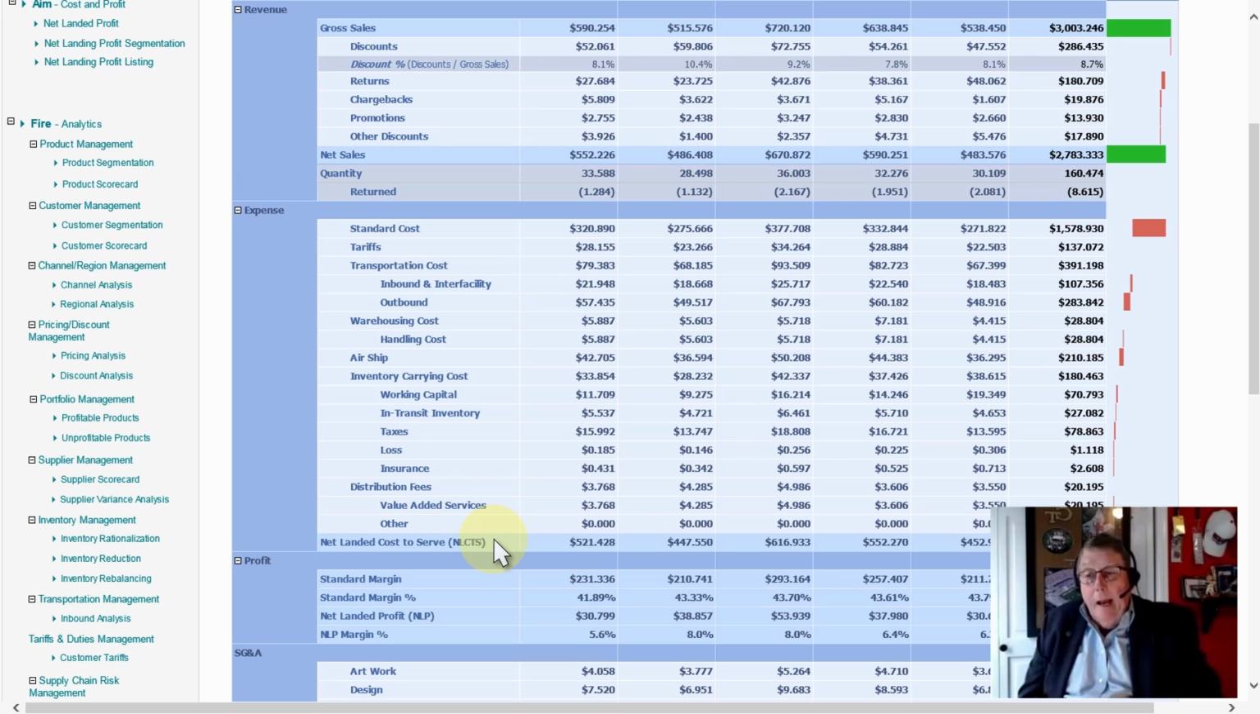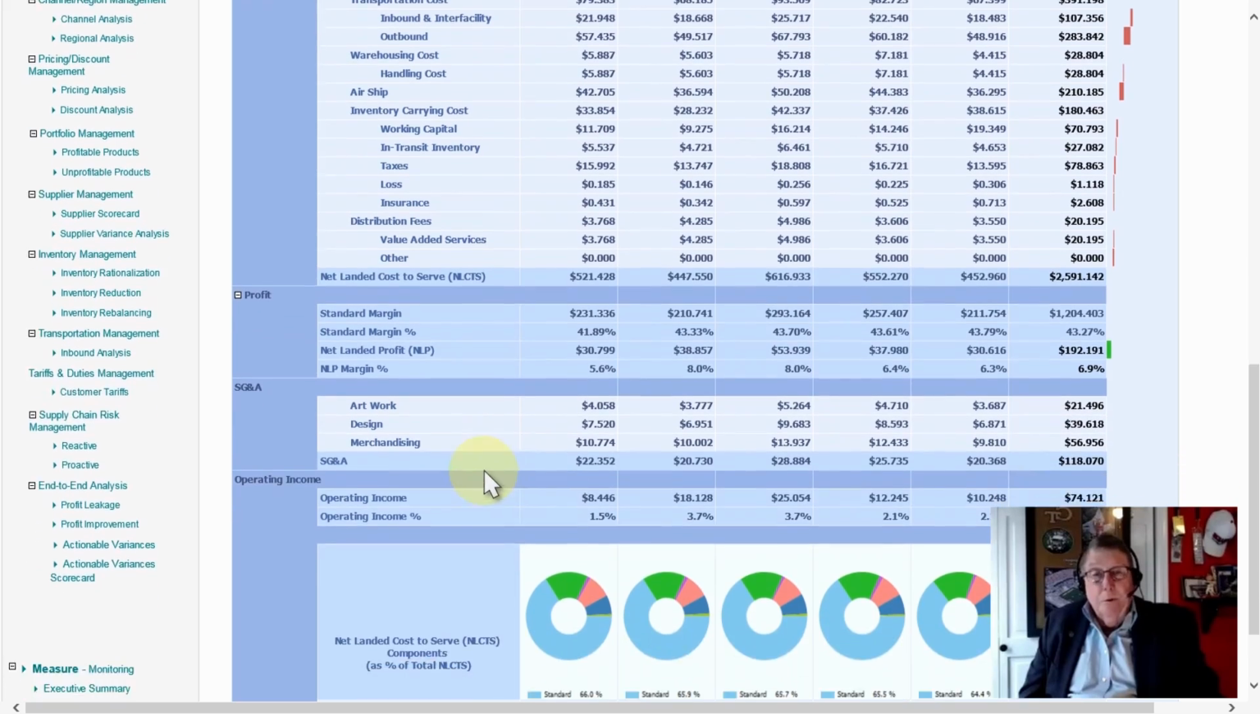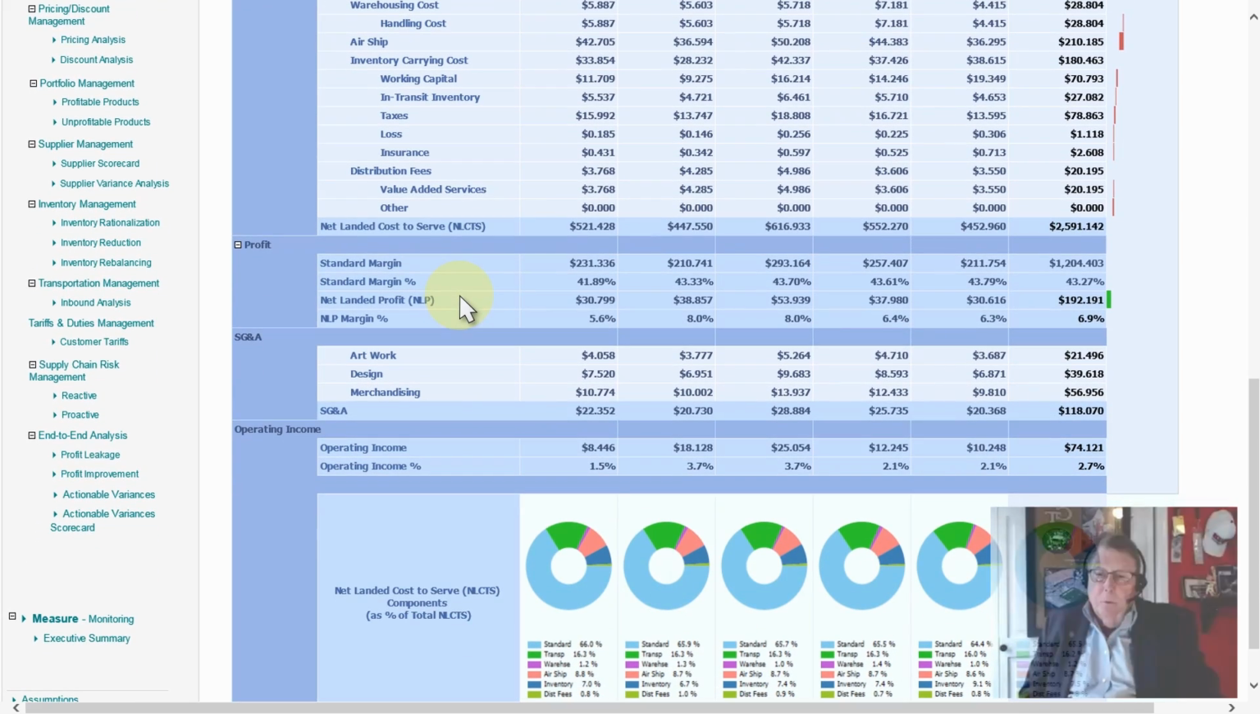So when we have all of those costs delineated, we have a net landed cost to serve. And then finally, since we have the actual detailed revenue and the actual real cost, that gives us the ability to measure profitability. And as you can see on this report, everyone has a standard margin. In this example, for that first quarter, we're just about at 42% for a standard margin. But when you get all of the costs directly attributable to the customers and products, as we've discussed, you can see that drops down to 5.6%. And that's a major difference between standard margin and a net landed profit margin.